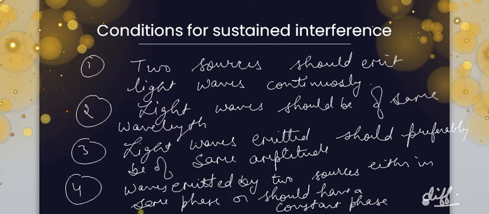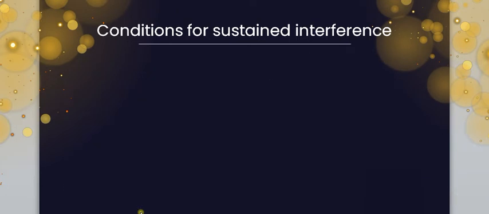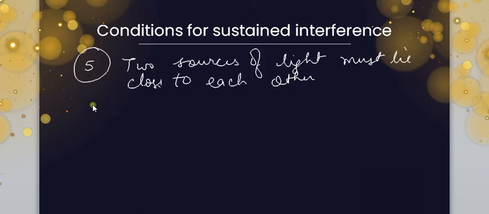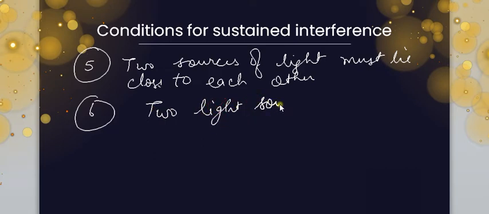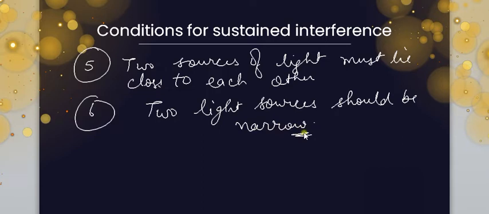Now the next condition, the fifth one, is that the two sources of light must lie close to each other. Then the next one: the two light sources should be narrow. These six conditions our sources should follow for getting any interference pattern.